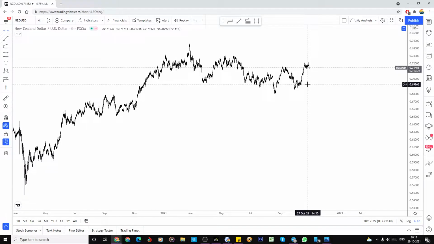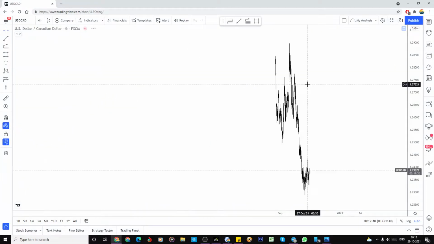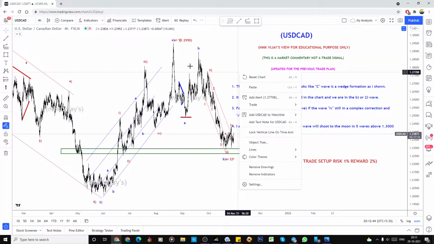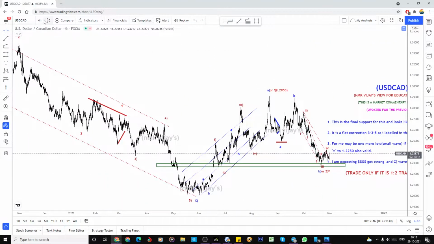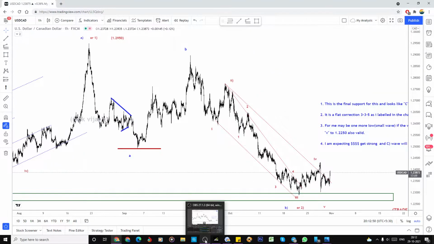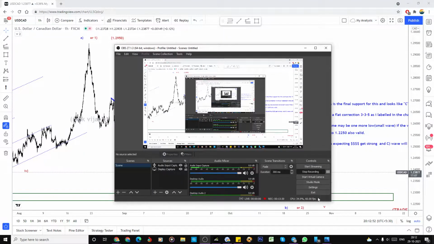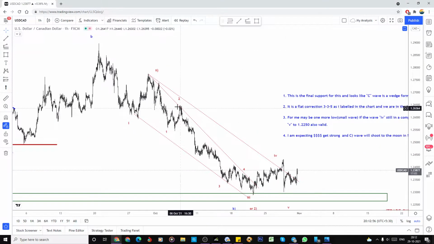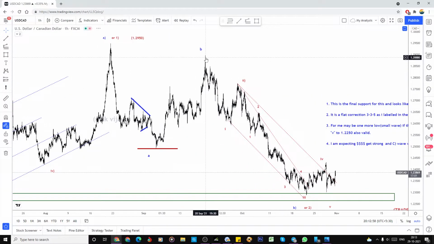Next we can move to USD CAD. Look at this view, what I did previously. One second, I will come to the 1 hour chart. One second, we will check whether it is recording or not. Yeah, it's already 13 minutes. So previously I did it as a WXY, A, B, and C. Now I did it as B and C.